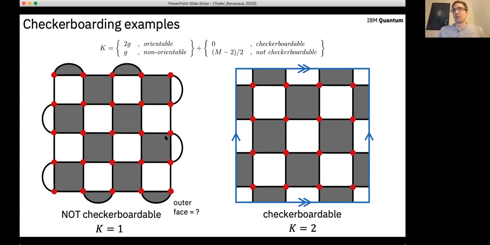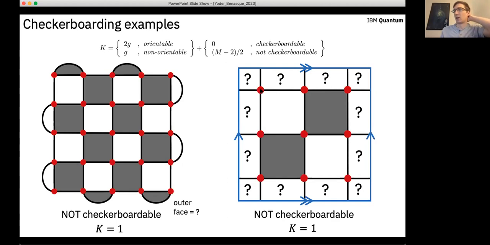So this is not checkerboardable, and if you plug in G equals 0 and M equals 4, because there are 4 odd degree vertices at the corners here, then you get 1 encoded qubit. And similarly, we can look at a code embedded on the torus and see that it's checkerboardable if it's even dimension by even dimension, and therefore it encodes 2 qubits. If it's odd by odd, however, then it is not checkerboardable. If we try to color the faces, then we'll end up not knowing what to color these faces.